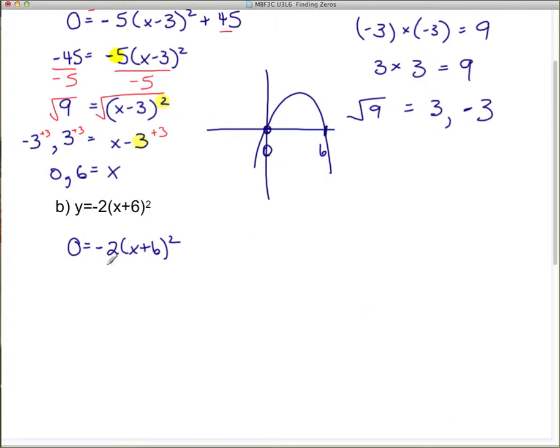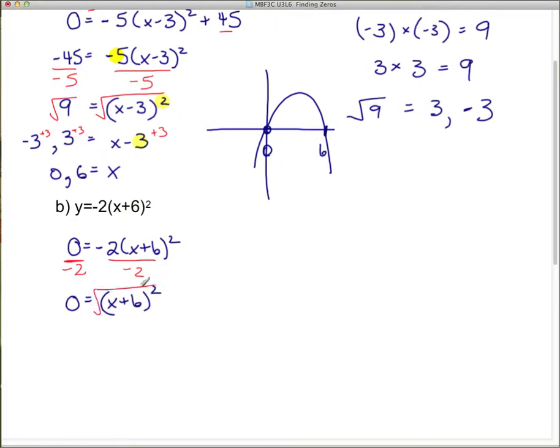And we go to the next step, which says I have to get rid of that negative 2. So I'm going to divide both sides by negative 2. But 0 divided by negative 2 is simply 0. So this just means 0 equals x plus 6 all squared.